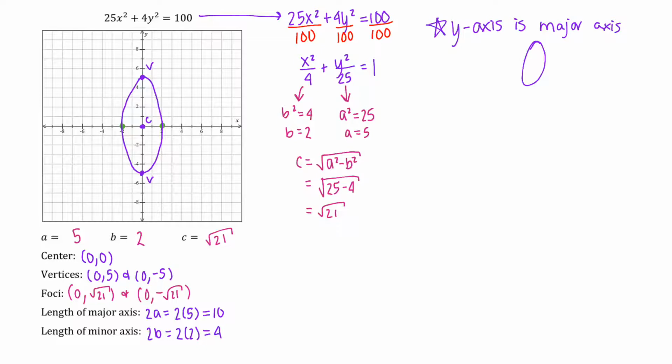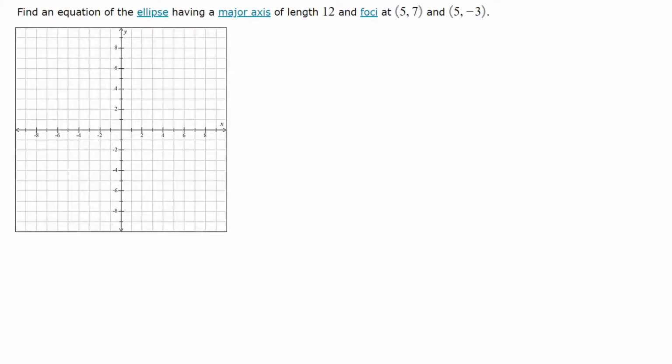And that's that. All right, so let's do something a little bit more challenging. We want to find an equation of the ellipse having a major axis length of 12 and foci at (5, 7) and (5, -3). This is really going to be an unwinding of the material that we have. So we do have 2 points that we can plot, and we have this information about the major axis.